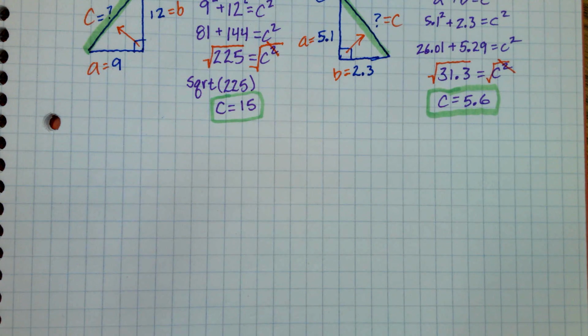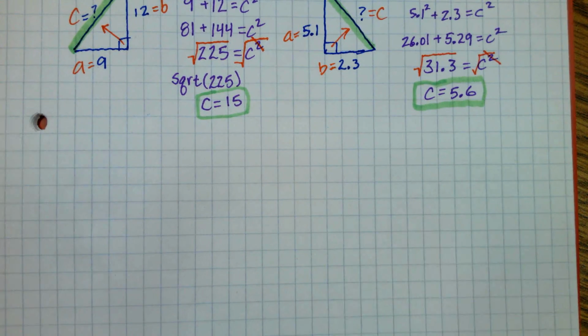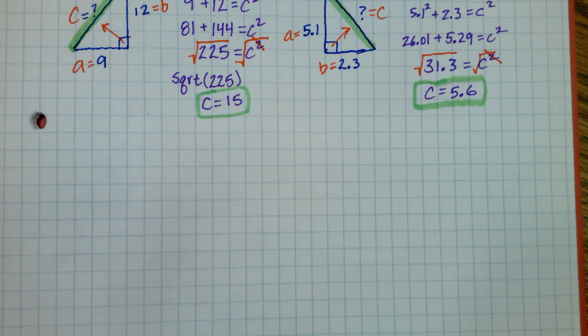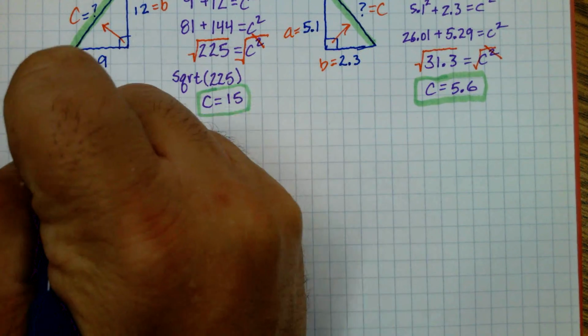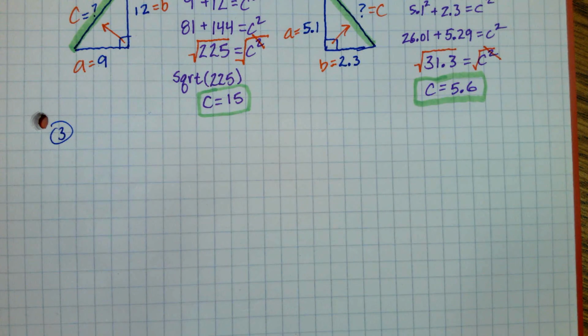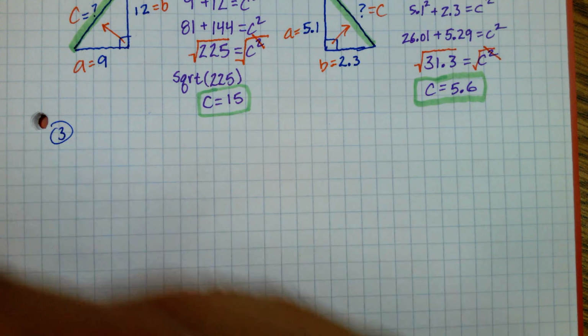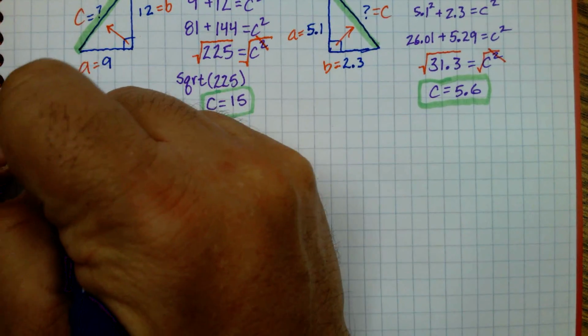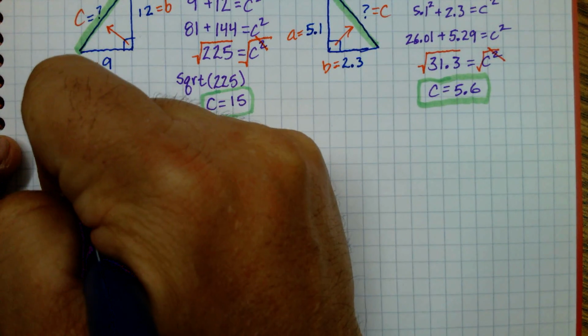All right. So we're going to go ahead and continue finding missing sides to right triangles. This time we're going to focus in on finding the legs. And so, okay, so let's start with a right triangle. I'm going to draw a right triangle here.